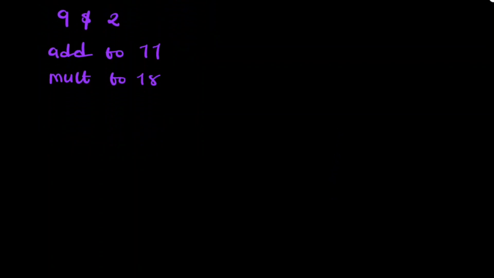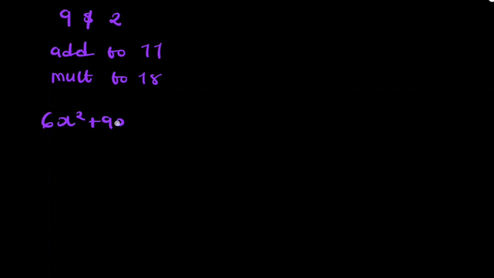Now we are going to split the middle term using these numbers. The middle term is 11x, so we are going to split it using these numbers. So we are going to have 6x squared plus 9x plus 2x plus 3 equal to 0.